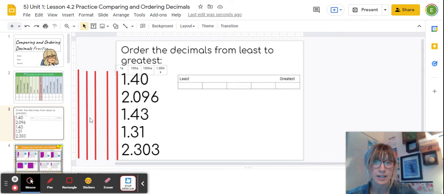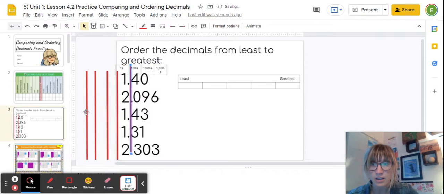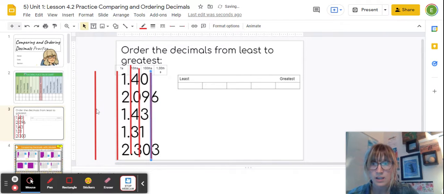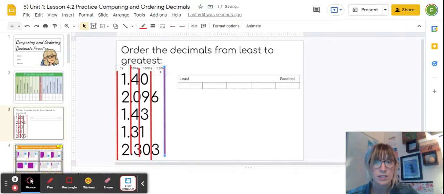So we're going to do another example of ordering these decimals from the smallest up to the biggest. Now we're going to start with our tidy test. So we're going to make our columns here. We're going to tidy in all of our ones, all of our tenths, all of our hundredths, and all of our thousandths. So you can set up your paper to look like this.